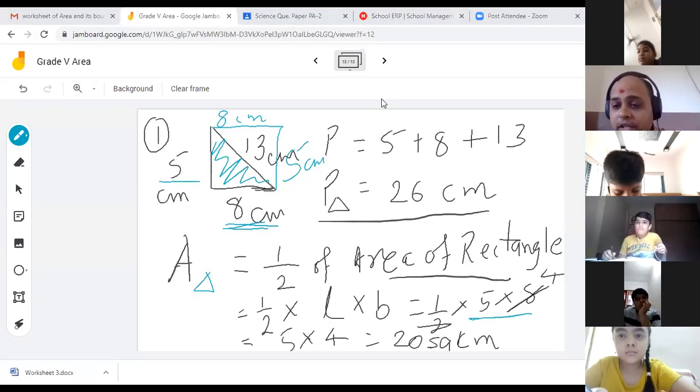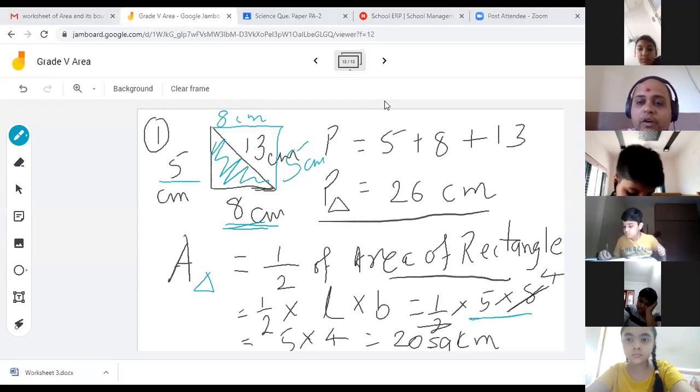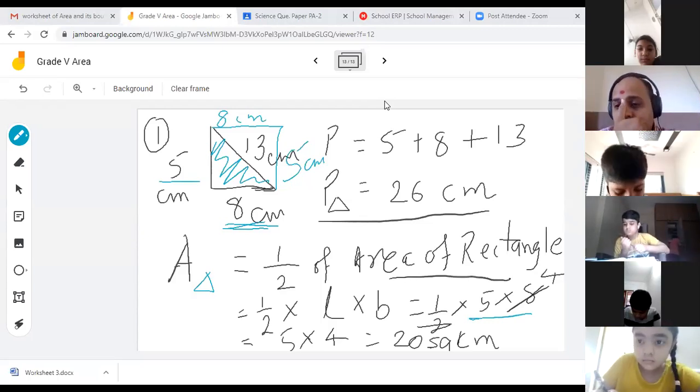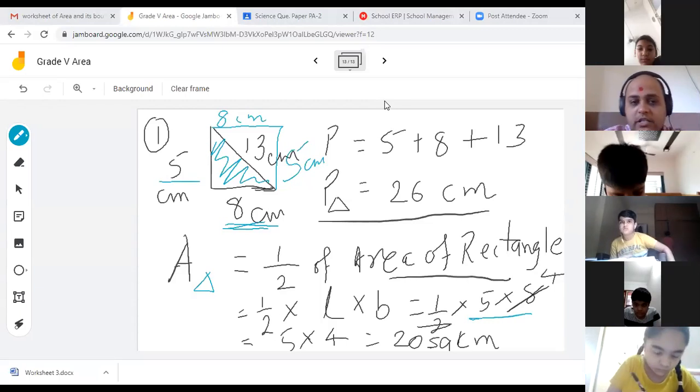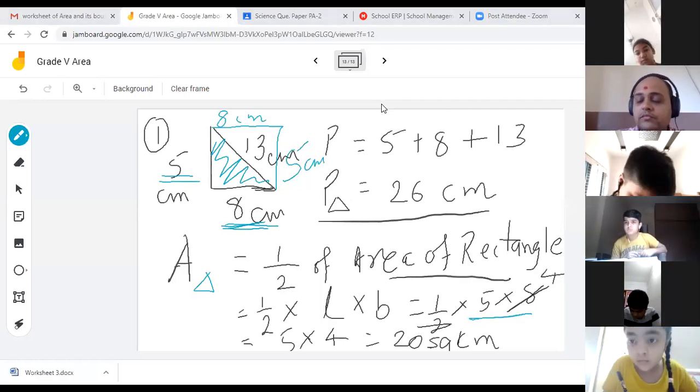Everyone understood? Come on, note it down quickly. Siddhi, come on, pay attention. It is simple mathematical steps, beta. First, you have to find area of the square or rectangle, which is simple, L into B. And then you have to divide it by 2. Very simple. Note it down. Come on. You can do this.